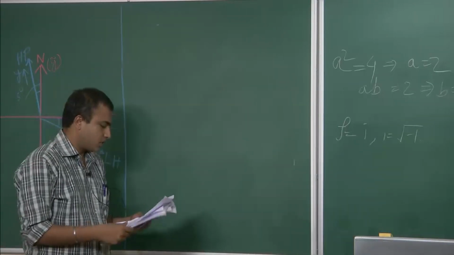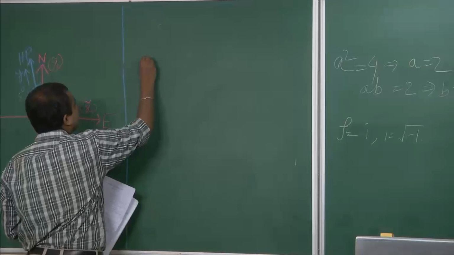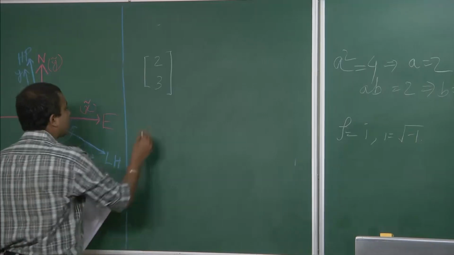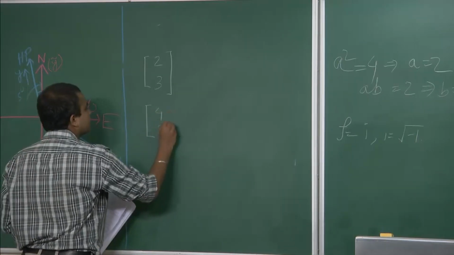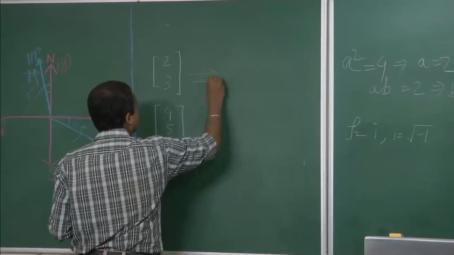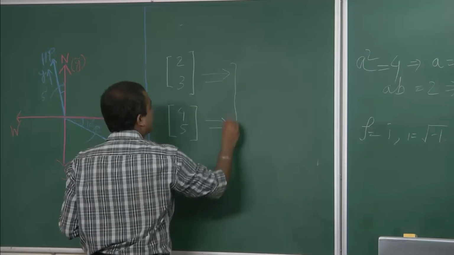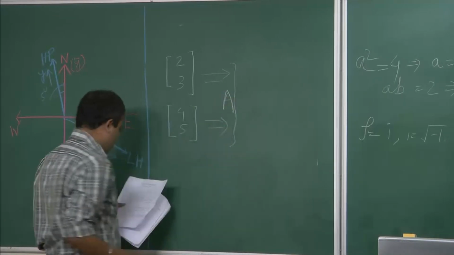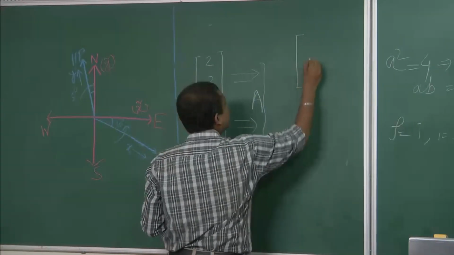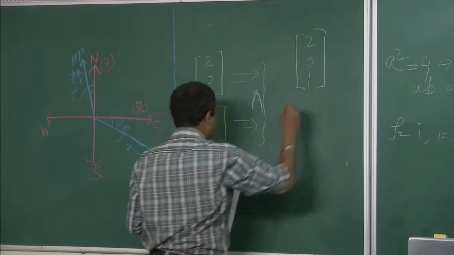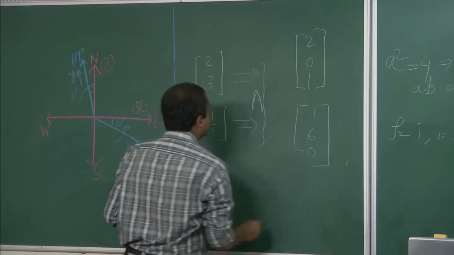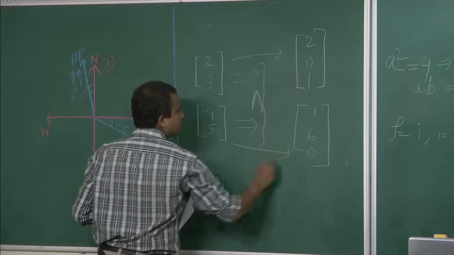Okay, the next problem talks about a linear transformation, that is 2, 3, and 4, 5. So let's call this linear transformation A, which takes the vectors 2, 0, 1 and 1, 6, 0. So this goes to this, this goes to this.